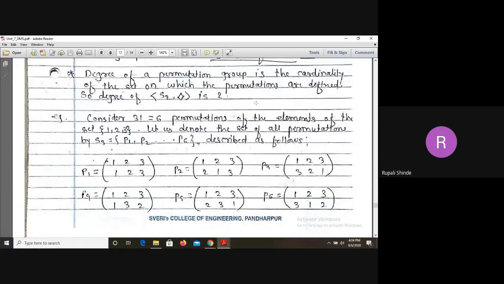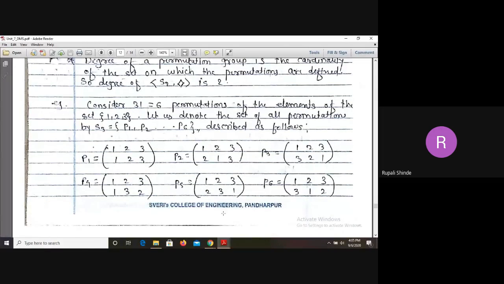Now in the next example, they have given one set that consists of 3 elements. So 3 elements means what? How many permutations will be there? 6 permutations, because 3 factorial, 3 into 2 into 1, is equal to 6. So all those 6 permutations are given here as P1, P2, P3, P4, P5 and P6.